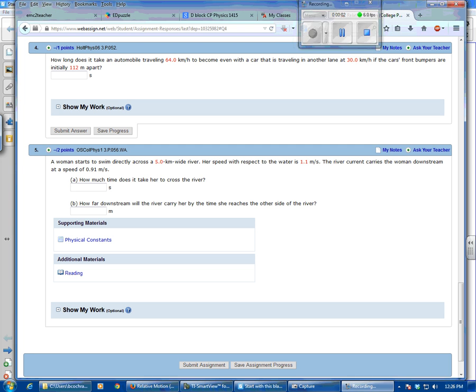All right, so we're going to start with number 4 here. How long does it take an automobile traveling at this speed to become even with the car traveling in the other lane at this speed? The cars' front bumpers are initially this far apart.